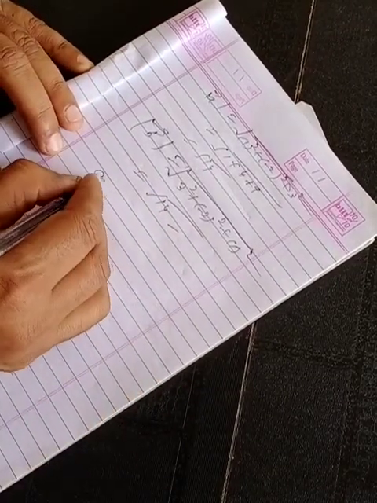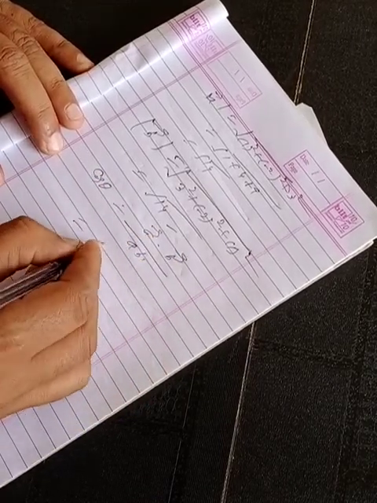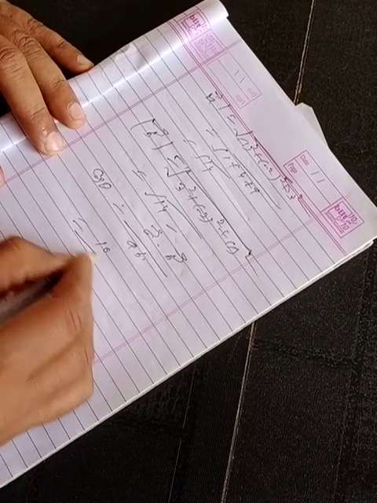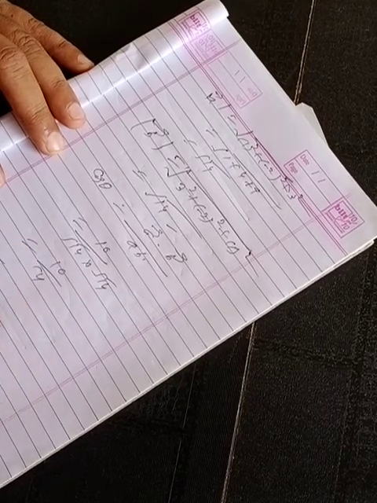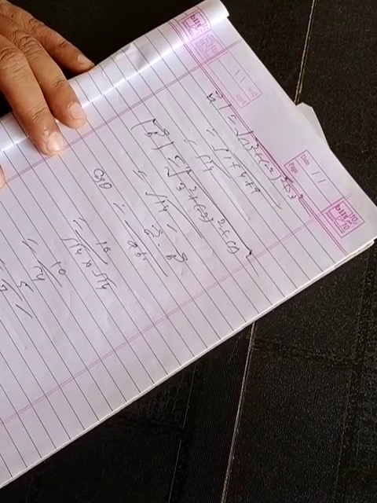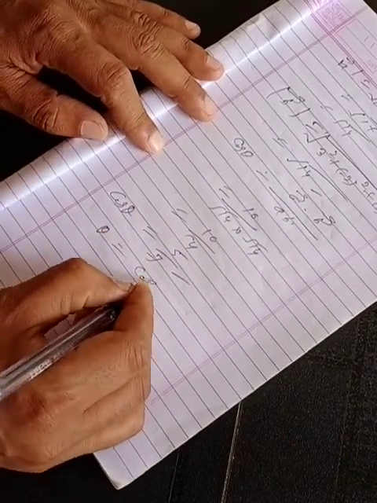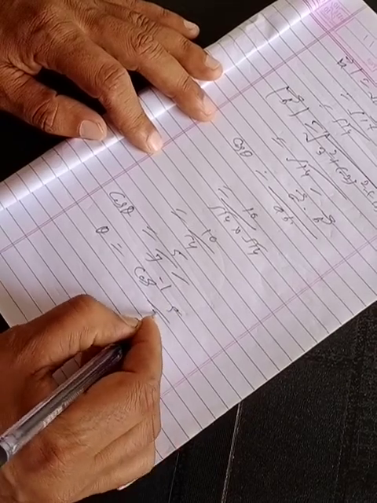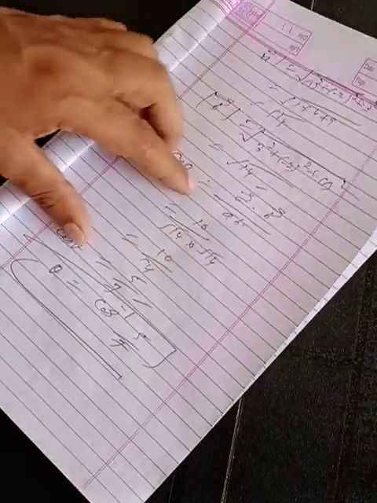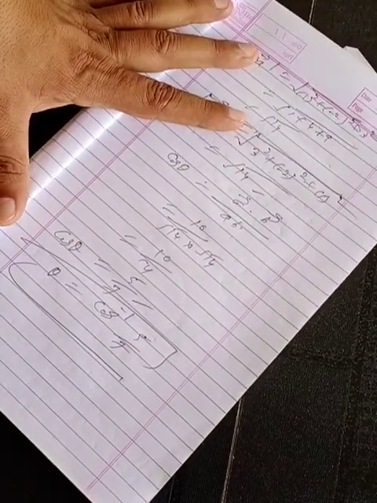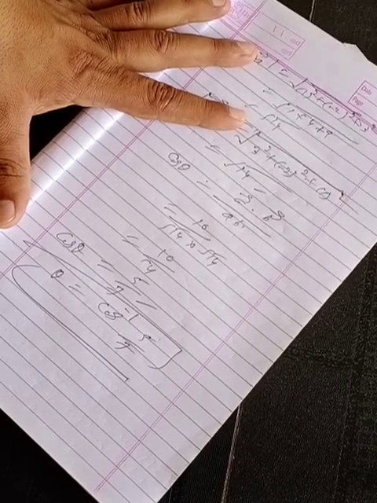Now cos theta is equal to a dot b upon mod of a mod of b. So it is 10 upon root 14 into root 14, so it is coming 10 upon 14, which is 5 upon 7. Cos theta is equal to 5 upon 7, so theta is equal to cos inverse 5 upon 7. This is our required angle. These are very simple questions. You can try more examples also.